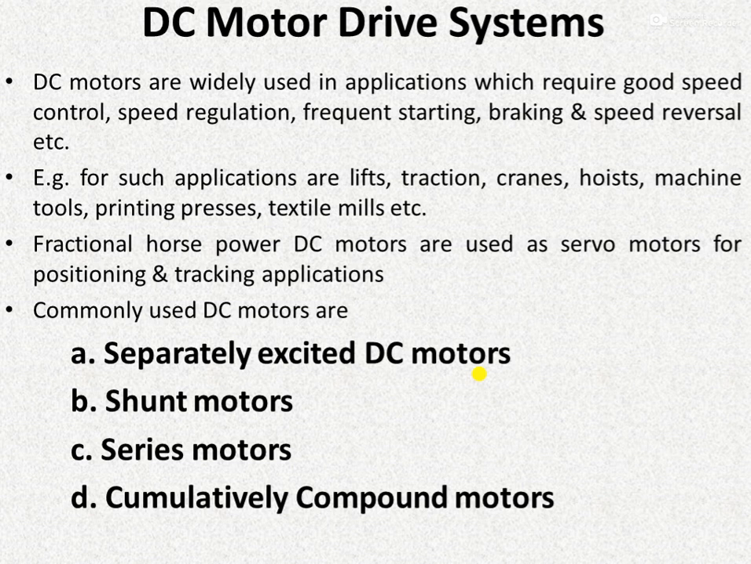DC drives are used in applications involving good speed control, better speed regulation and a good transient response. You are quite familiar with these terms. Speed regulation is actually defined as the change in speed from no load to full load speed expressed as a percentage of full load speed. Whereas transient response is actually the behavior of a drive during starting, braking and speed reversal condition.